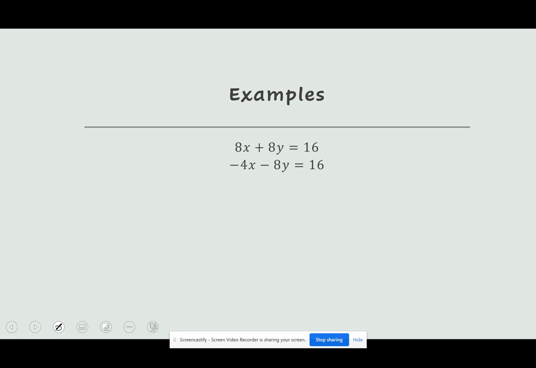Okay, so if we look at this first example here, we have 8x plus 8y equals 16, negative 4x minus 8y equals 16. So they're already lined up. We have our x's on top of each other, our y's, and our constants. This one, I noticed that we have positive 8y and negative 8y. So they have the same coefficients and opposite signs. So we don't have to multiply these equations by anything. So we're going to add them straight down.